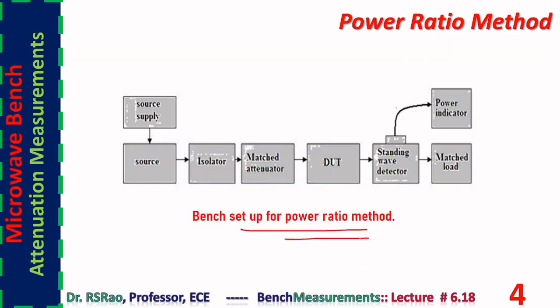Bench setup. This is the bench setup. Source supply, source, isolator, attenuator, matched attenuator. Usually a flap attenuator exists here. The output of the attenuator goes to the DUT. From the DUT, the signal goes to the standing wave detector, which is terminated over a matched load.